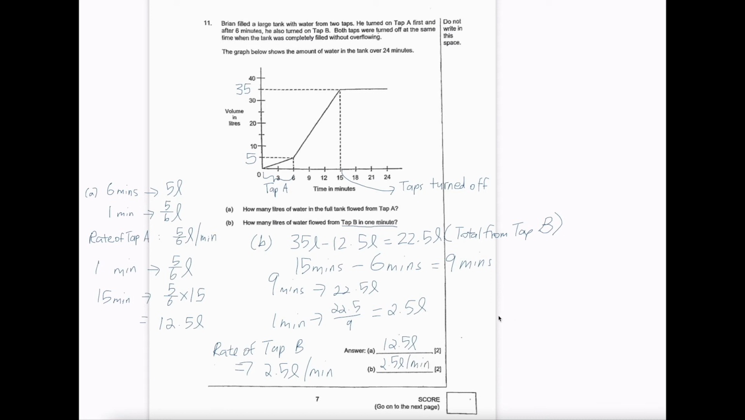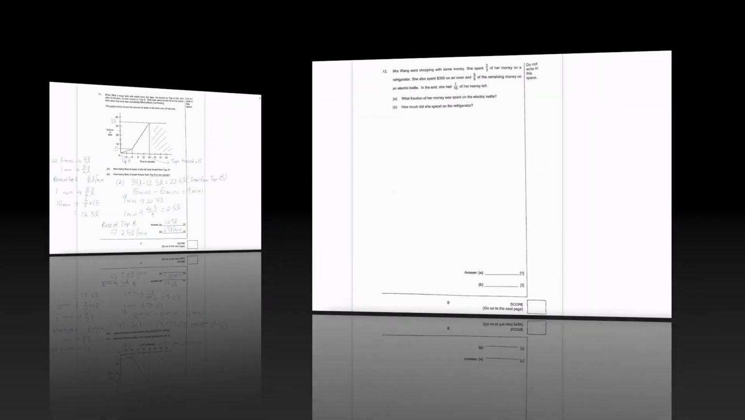Got it? And that's it. Okay, so even though the graph showed you until the 24th minute, you need to know that for this part, no taps were turned on because there was no increase in water. Okay, so let's move on to question 12 together.